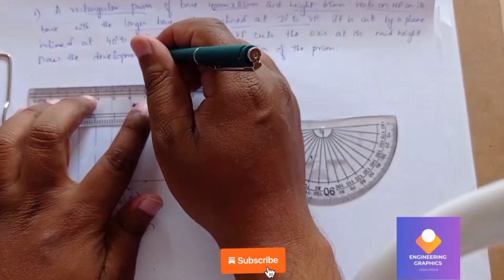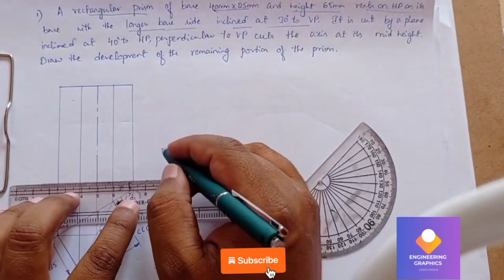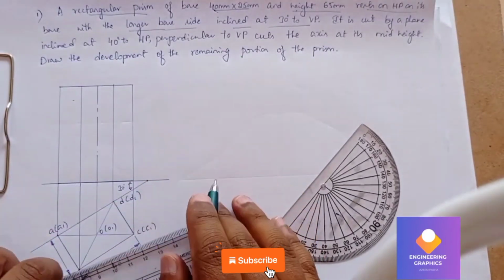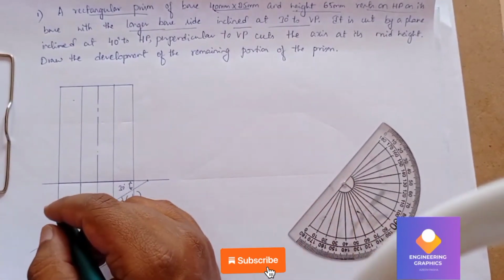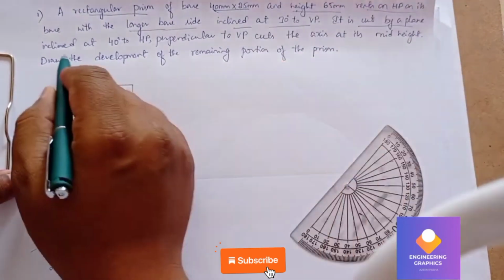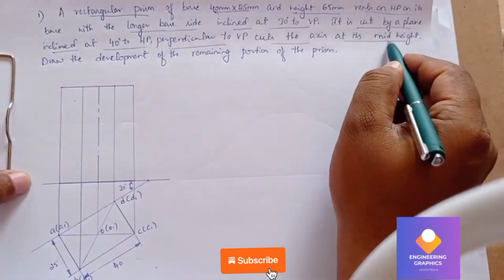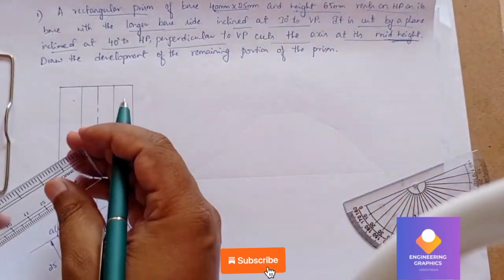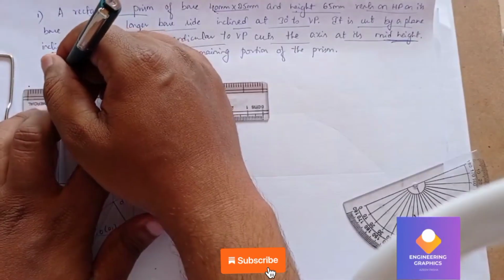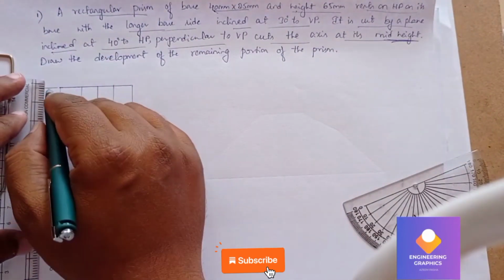Then join it. So you can show the dimension. The dimension of 65 is the axis height. So you can say it is cut by a section plane at an angle of 40 degree to HP, and it is exactly occurring at the midpoint of the axis height. So we have the axis height of 65. The exact middle point means 32.5.